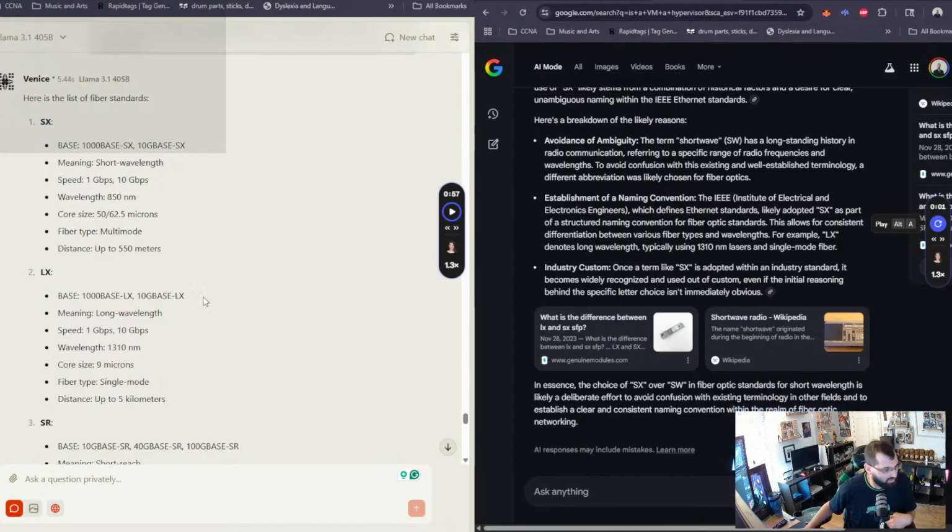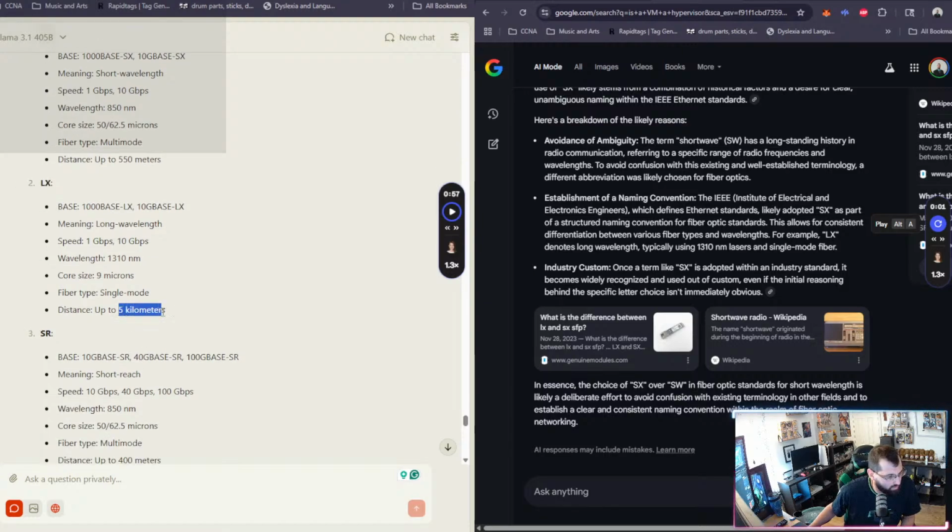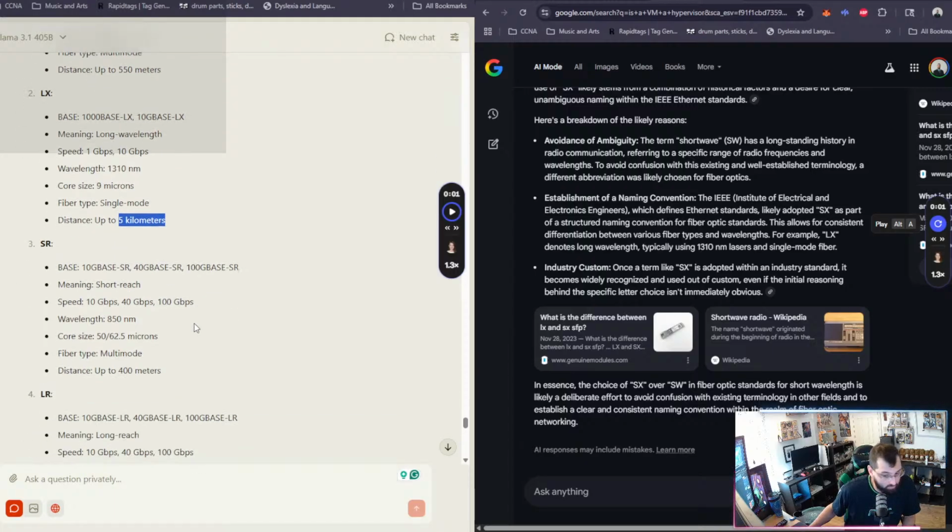Okay. Distance up to 5 kilometers. I do know that that's roughly 3 miles. I do have a reference for that.